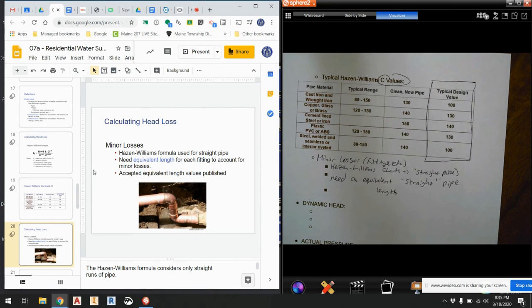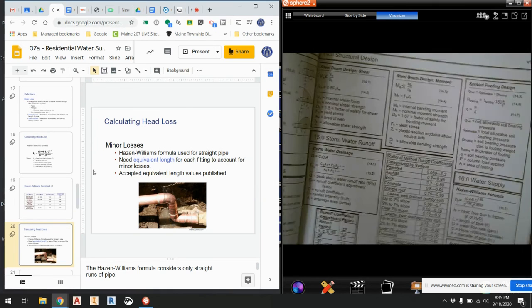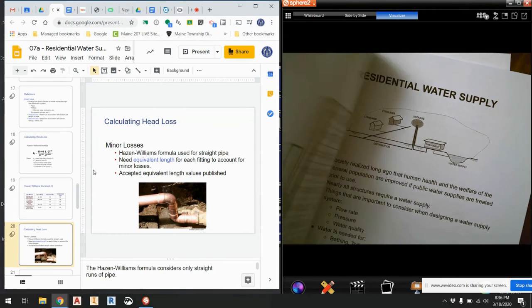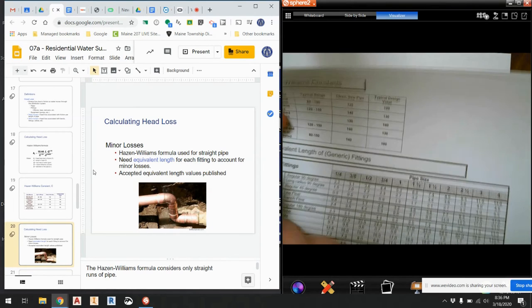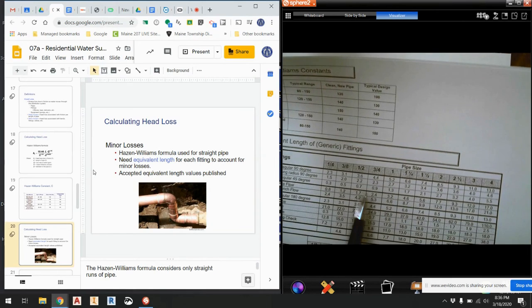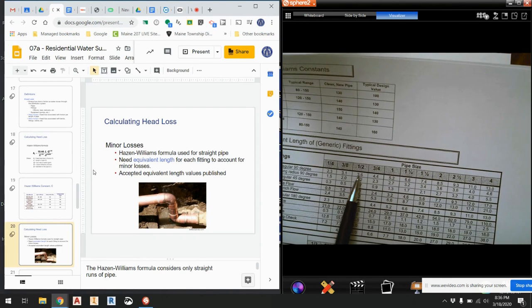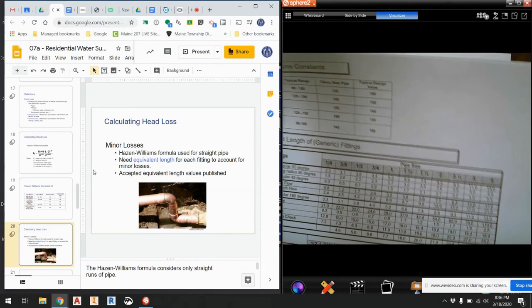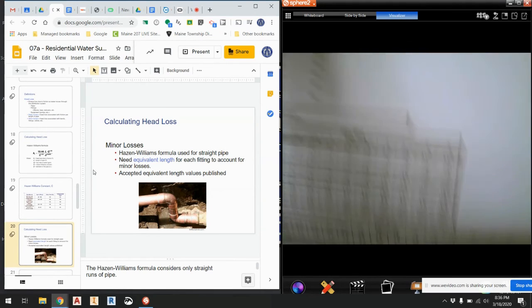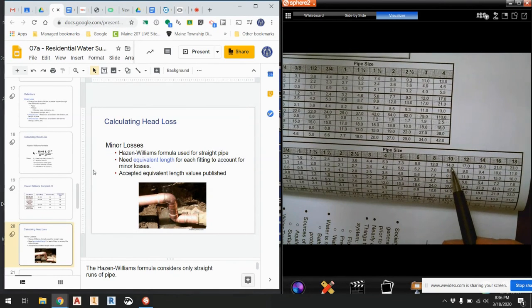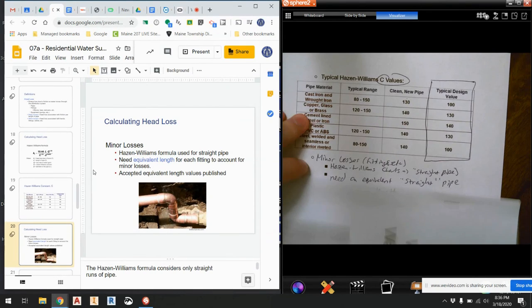All right. And that's, again, when you look at the front of your packet, you're going to see on this very last page here, that's where it is. It's the equivalent lengths of generic fittings. So for an elbow, if you have a 1/2 inch pipe, an elbow for a 90-degree thing is worth 3.6 feet. All right. If you have something larger like a 10-inch pipe, an elbow could be the equivalent to 14 feet of pipe. All right. So that's how that works.